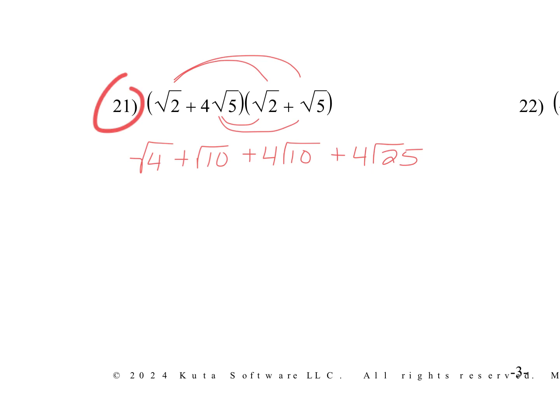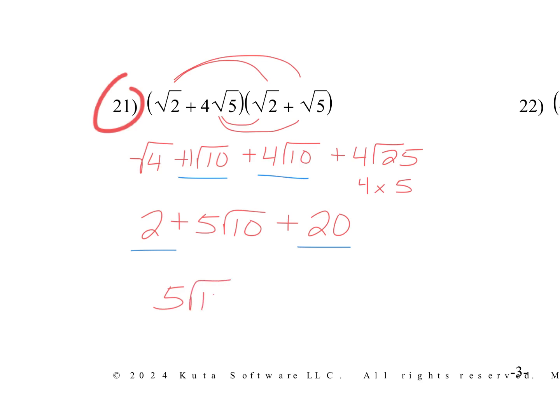What's the square root of 4? 2. Do I have any like terms with these square root of 10? What do I get when I combine those? Yep, because remember there's technically a 1 in front of there. Okay, and then here I have 4 times square root of 25. 5, and we get 20. Am I done? What's one more thing I can do? Yep, I still have like terms. So add those together. I have 5 square root of 10 plus 22.